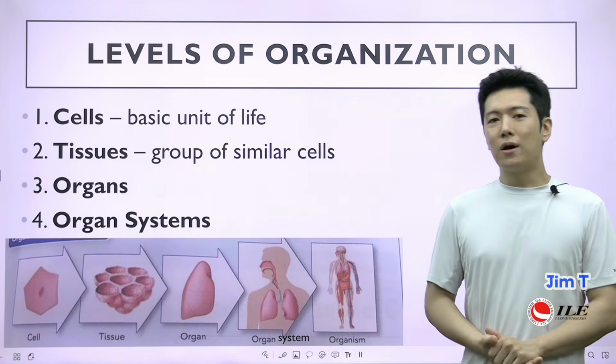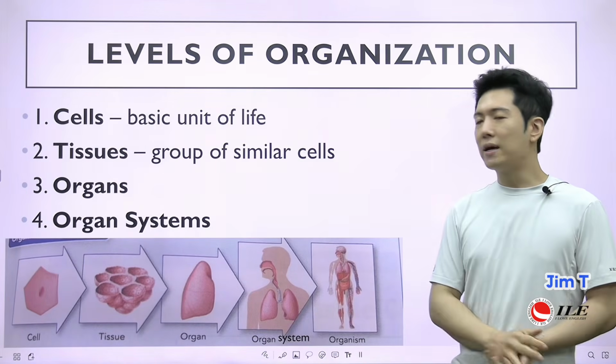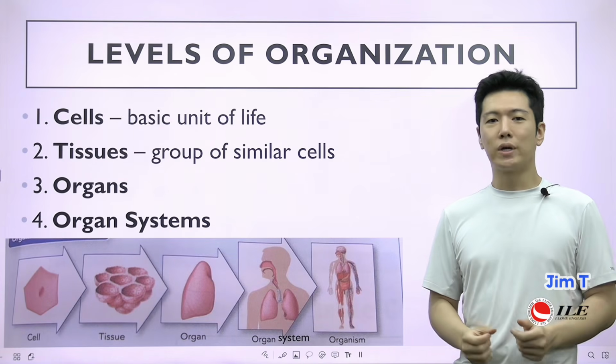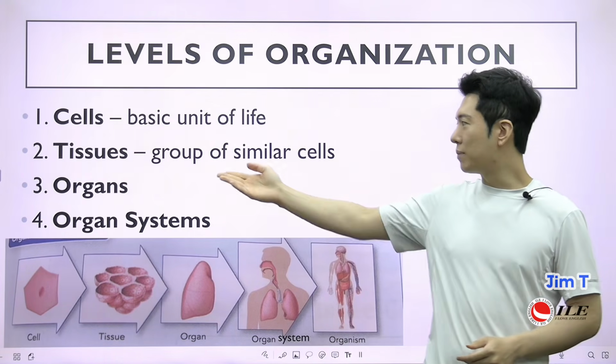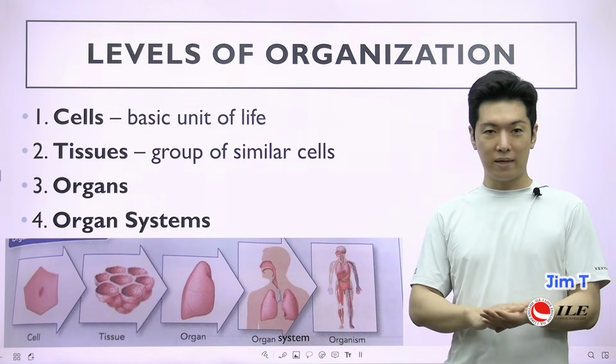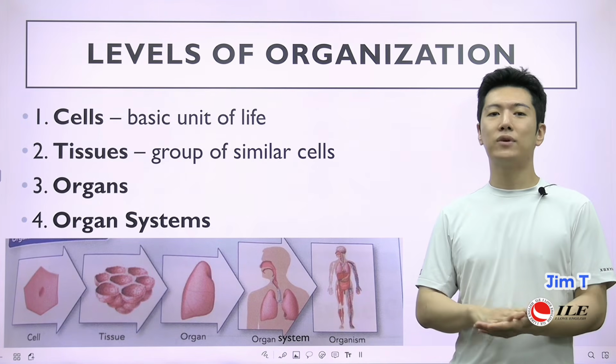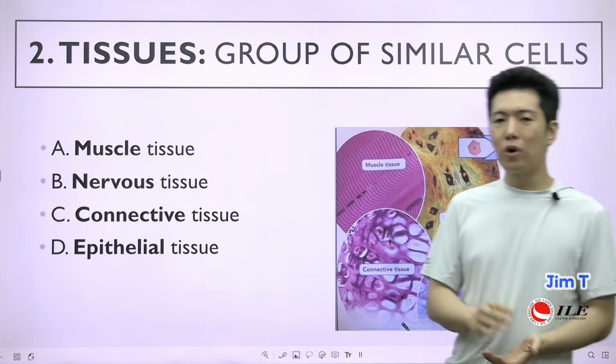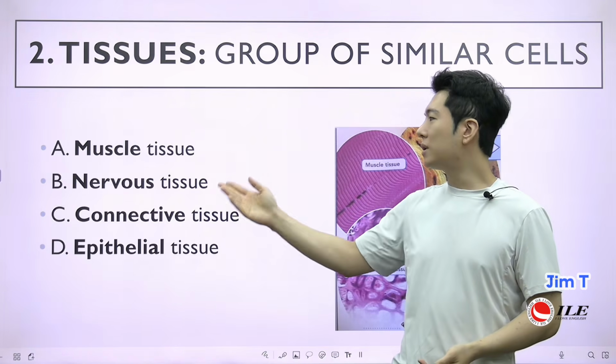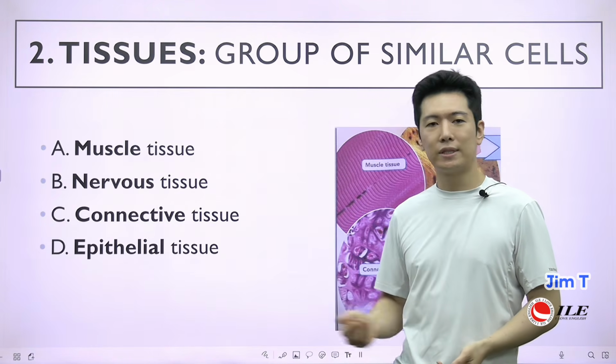So now we know what cells are. Cells are the basic unit of life. When a group of cells are put together, we call them tissues, a group of similar cells. And there are four main different types of tissue. The four main types of tissues are muscle tissue, nervous tissue, connective tissue, and epithelial tissue.